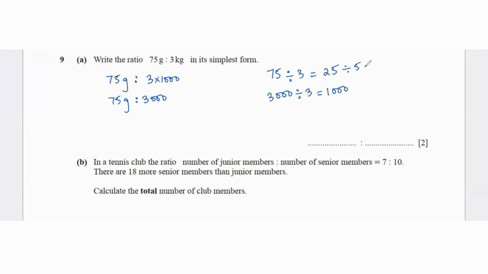25 divided by 5 is going to be 5, and 1000 divided by 5 is going to be 200. 5 divided by 5 is 1, and 200 divided by 5 is going to be 40. So that means it's going to be 1:40. That is the answer.